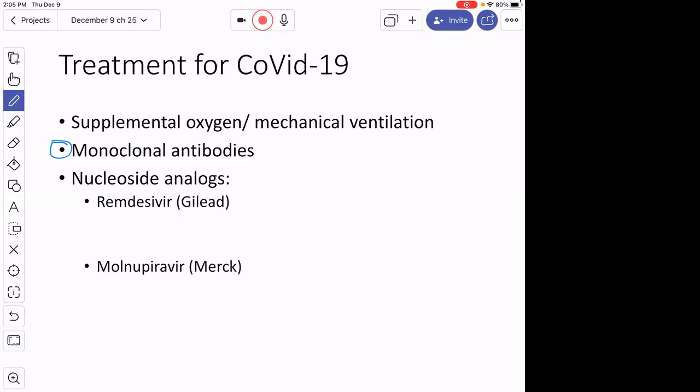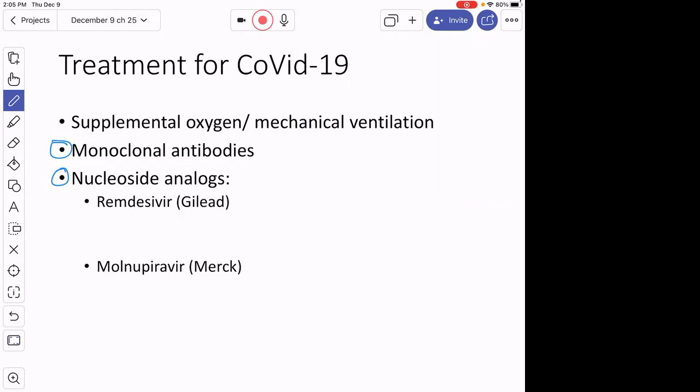The problem is, as we get these variants with different spike proteins, we're going to have to be nimble with our monoclonal antibodies and making antibodies that fit those. Nucleoside analogs actually have the potential to be a good broad spectrum drug, meaning that the hope is that we might have some kind of nucleoside analog that would be good for lots of different viral infections. We don't quite have that figured out yet.